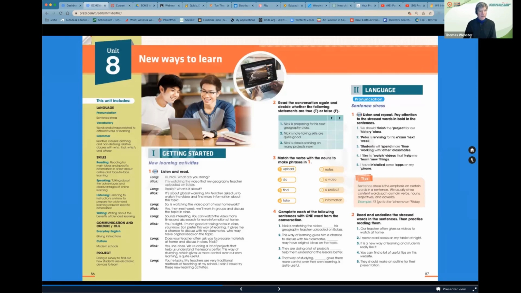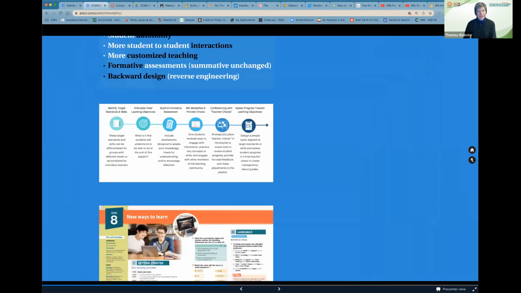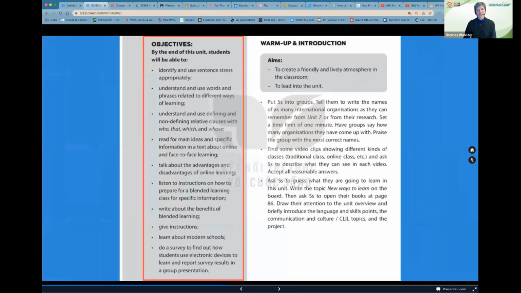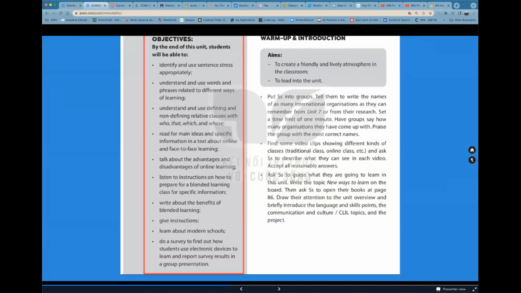So in Unit 8, I said that that's a good one to look at. I decided to give Unit 8 as an example because I looked at the teacher's book. The teacher's book is a good place to look for the objectives for each lesson. When you're working backwards, you begin with your outcomes, your objectives for the unit, and then you work backwards.